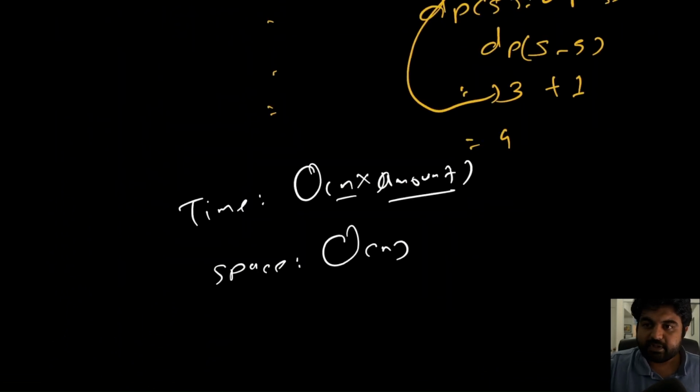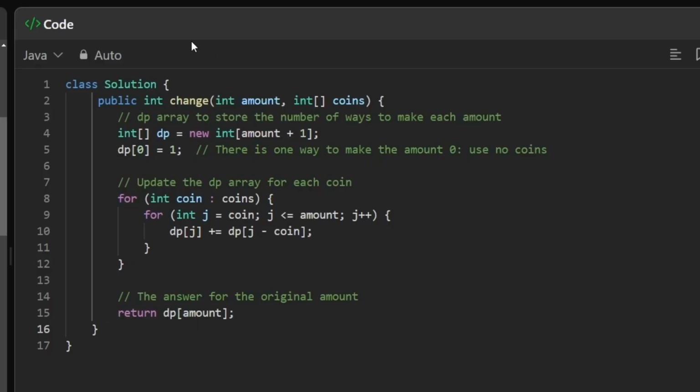Now let's move on to the coding solution. So for the coding, the idea is quite straightforward. First, we are going to initialize our dynamic programming array to the value of amount plus 1 because we need to account for the value 0.